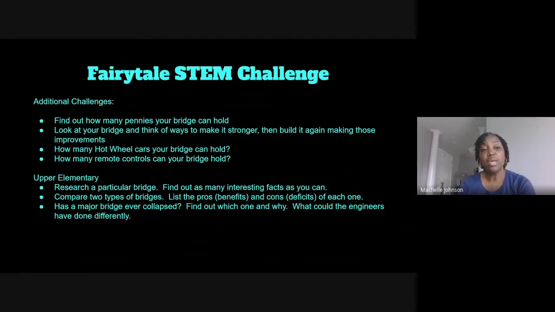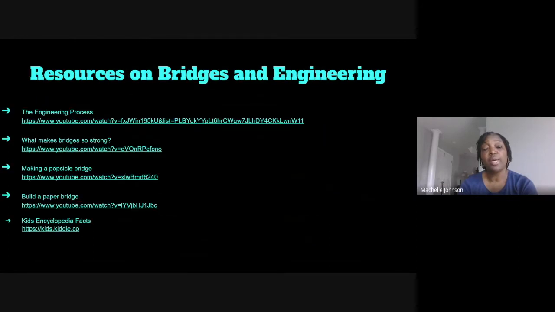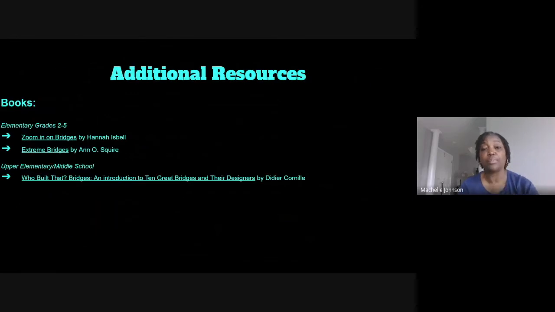Last question, has a major bridge ever collapsed? Find out which one and why. What could the engineers have done differently? Those are some interesting questions about bridges. We have some additional resources that you can click on that will take you to some videos about bridges as well.